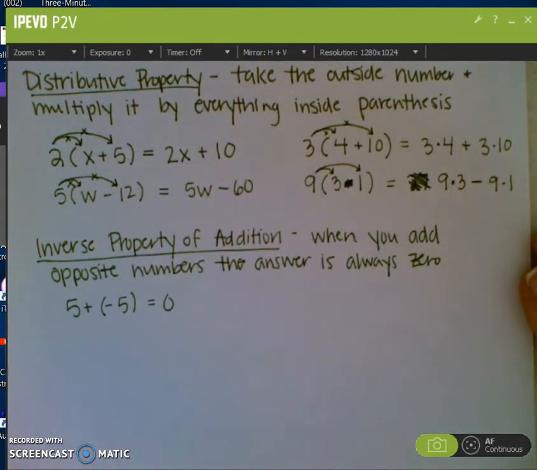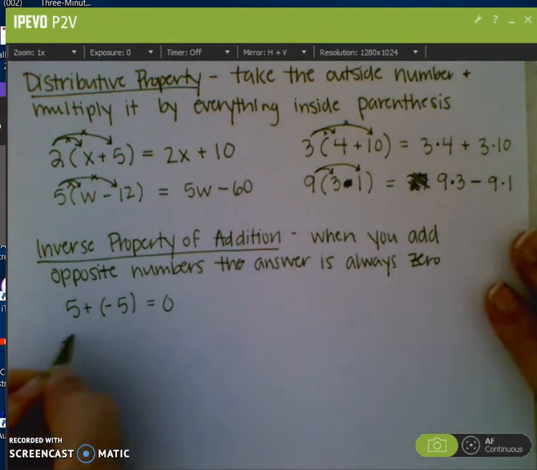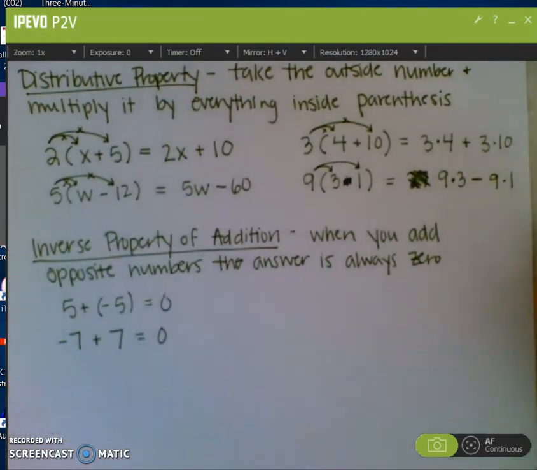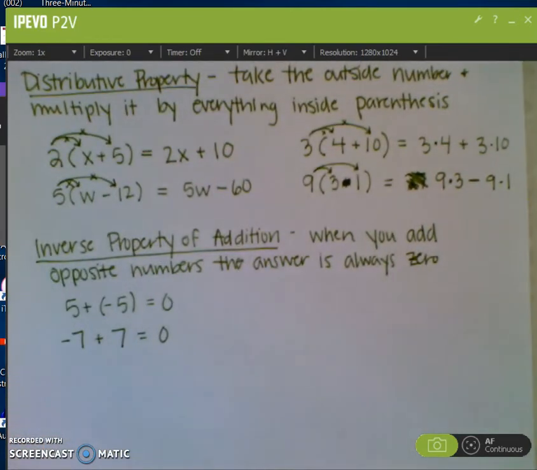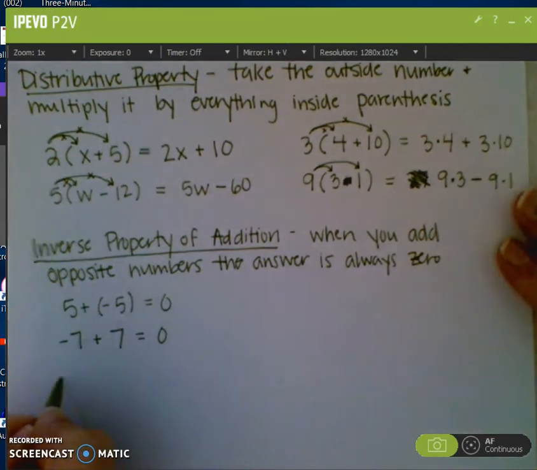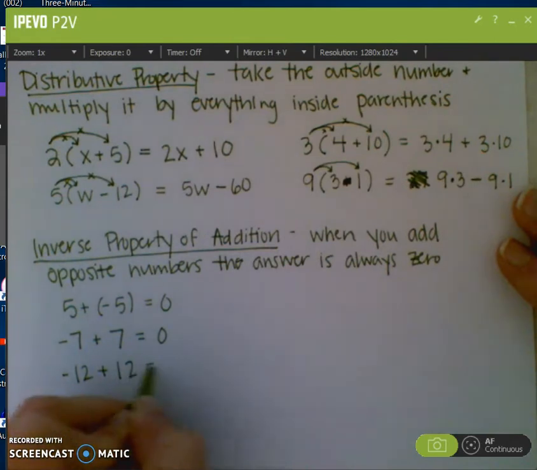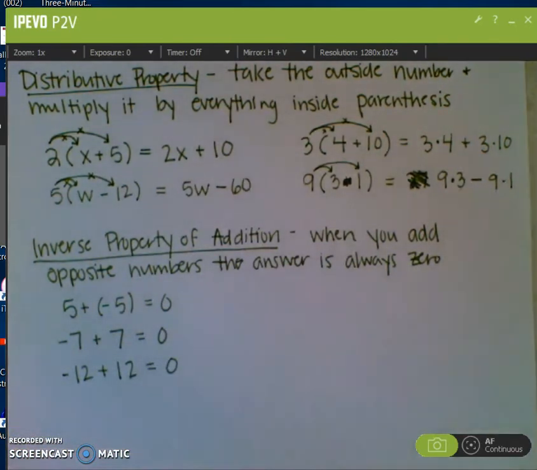0. You could have negative 7 plus positive 7, and that's equal to 0. You could have negative 12 plus 12, and that is equal to 0.